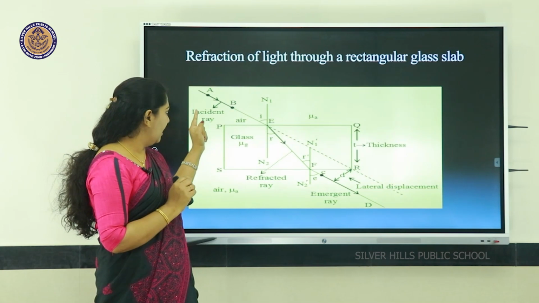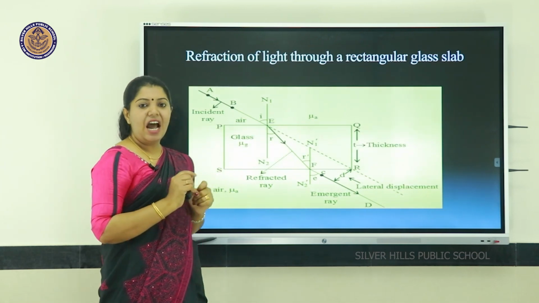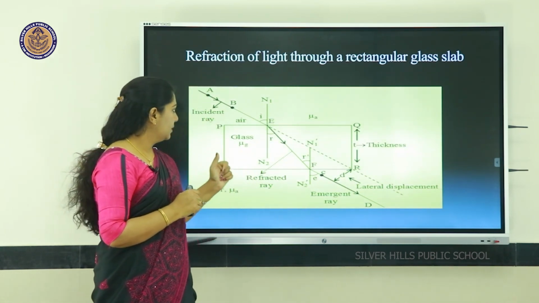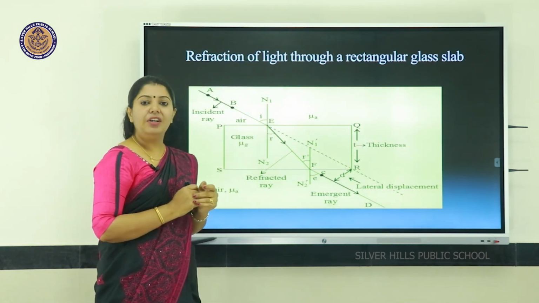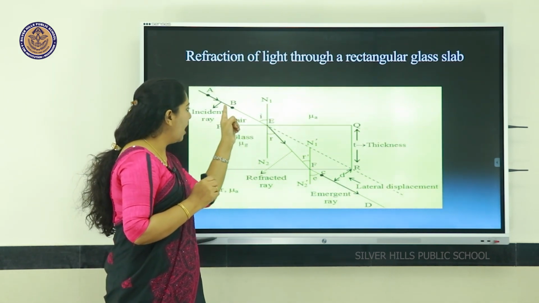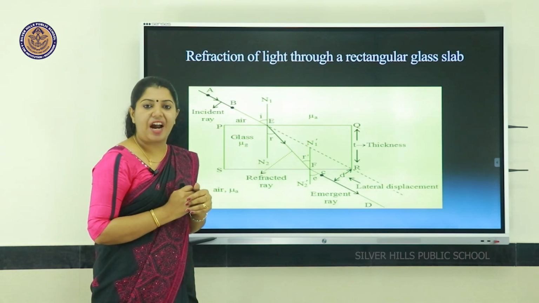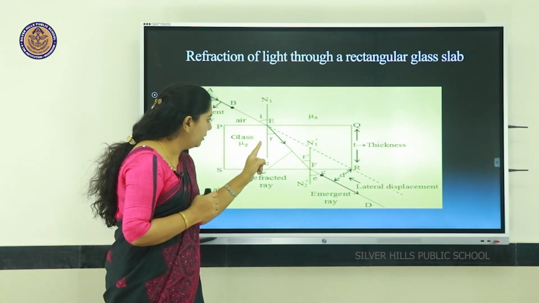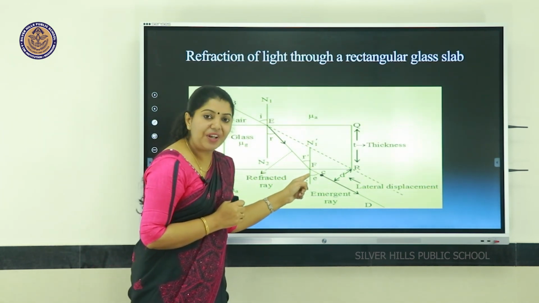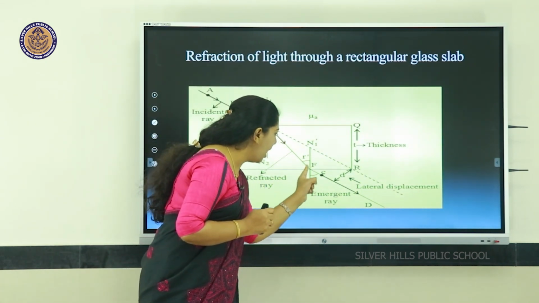You can see that two refractions take place. One is from air to glass and the second refraction is from glass to air. This is the angle of incidence. Angle of incidence means angle between normal and incident ray. This angle is known as angle of refraction. Angle of refraction means angle between normal and refracted ray. Then see angle of emergence. Angle of emergence means angle between emergent ray and normal.